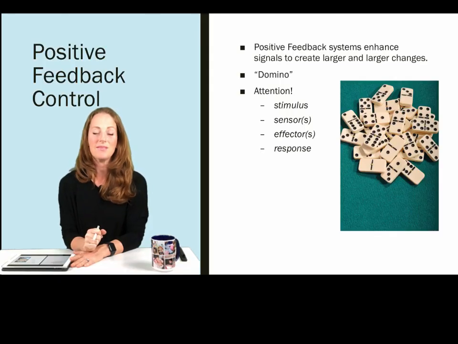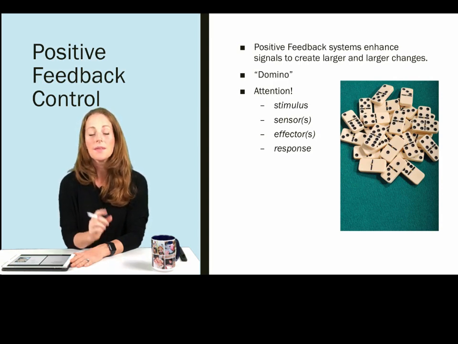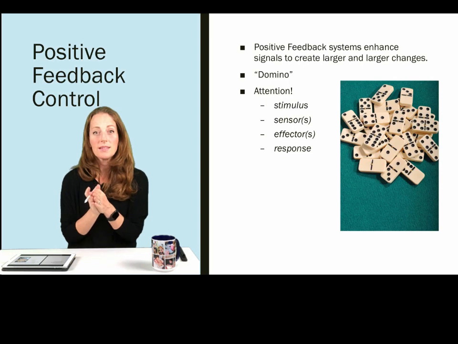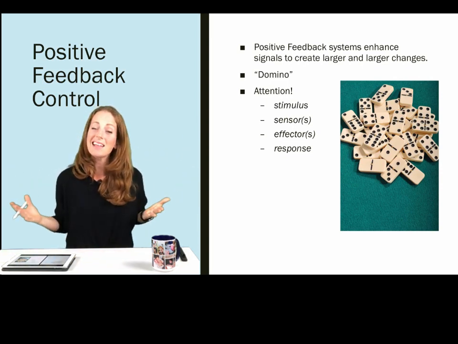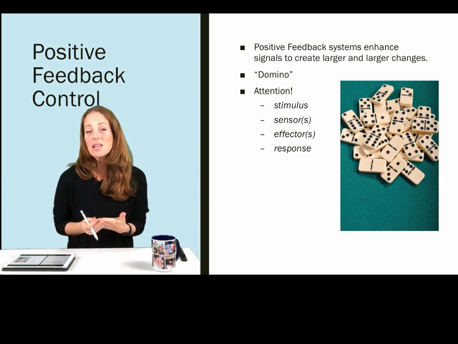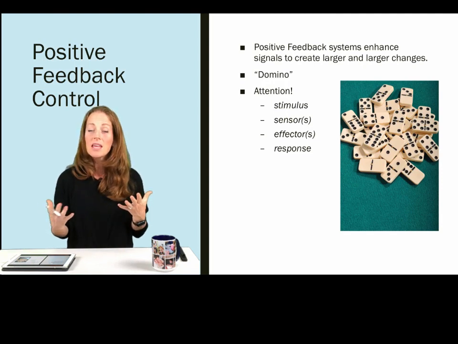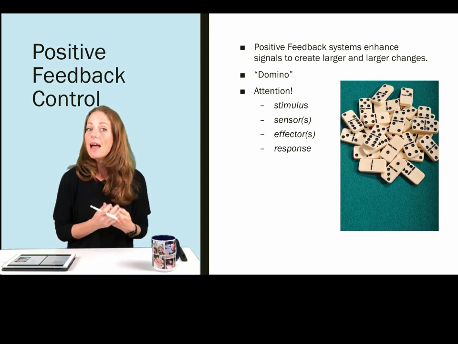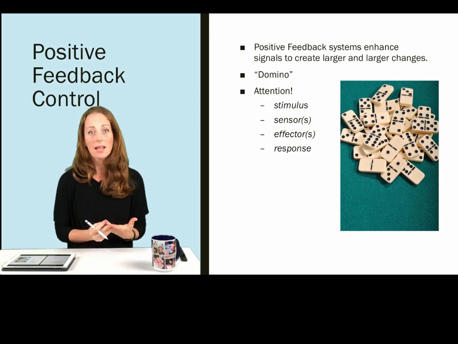Okay, positive feedback control. Positive feedback control is more rare in the body. The reason it's more rare in the body is because it creates a domino effect where the stimulus gets bigger and bigger and bigger. That's not stabilizing. That can create huge changes in the body, and it's very disruptive if it's not expected or not needed. So classic examples of positive feedback control are domino type mechanisms.